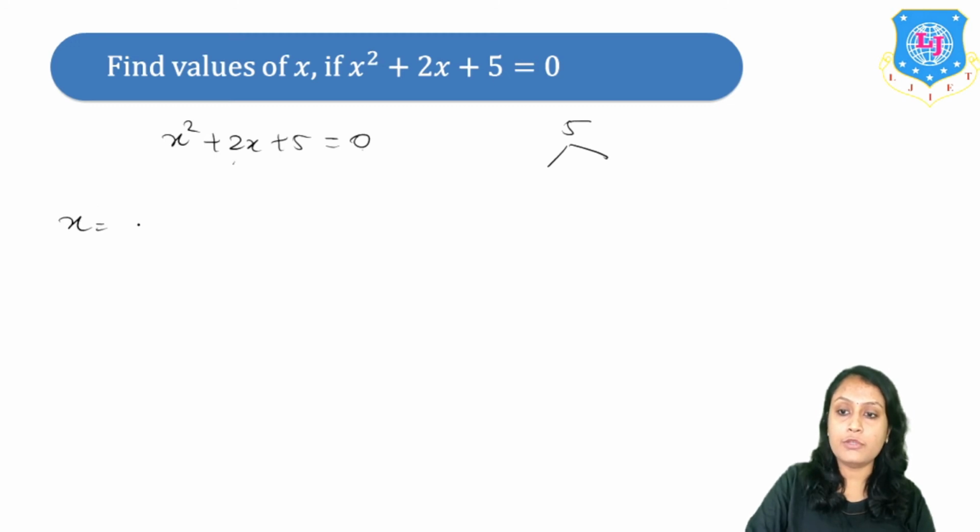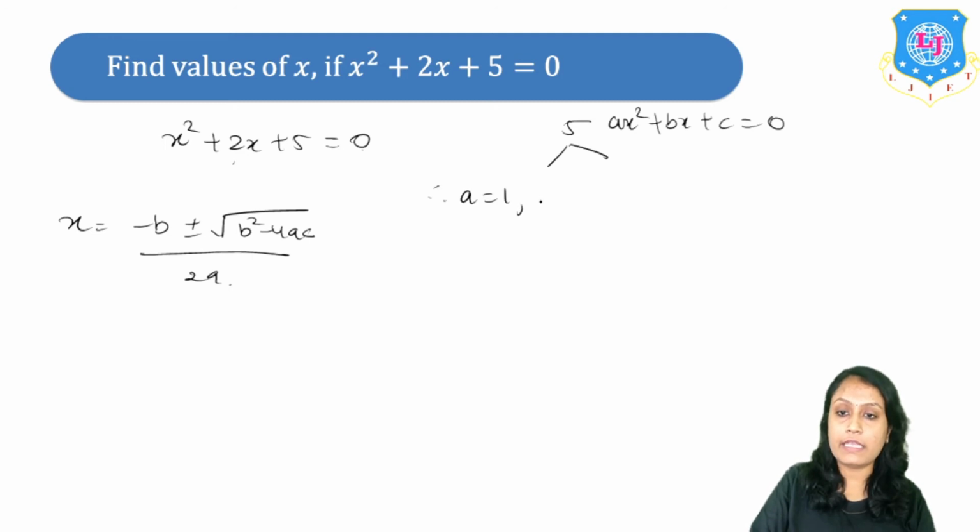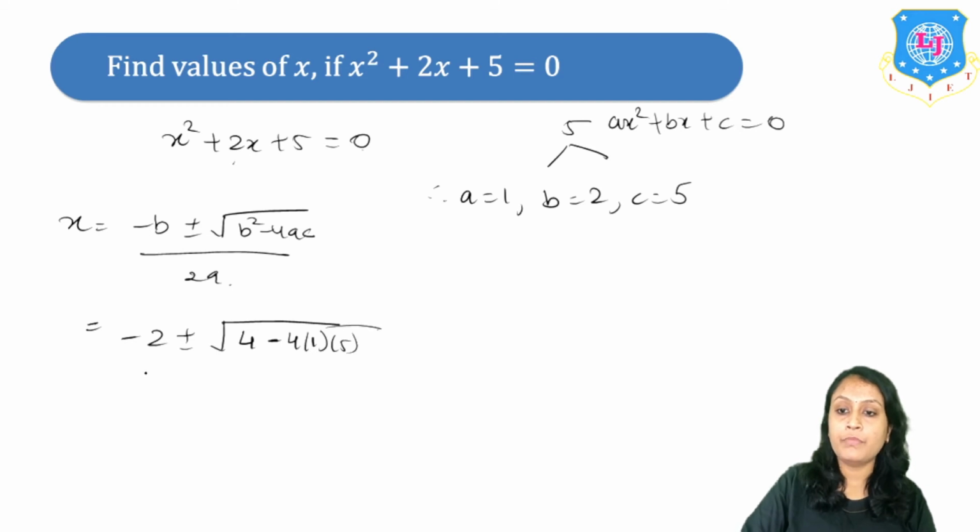So we need to again use this formula: minus b plus or minus under root b square minus 4ac upon 2a. Okay, again compare this equation with ax square plus bx plus c equal to 0. So from this you will get a is 1, b is 2 and c is 5, right? So solve this. So this is minus 2 plus or minus under root b square means 4 minus 4 into a is 1 and c is 5, right? Upon 2a, so 2 into 1.